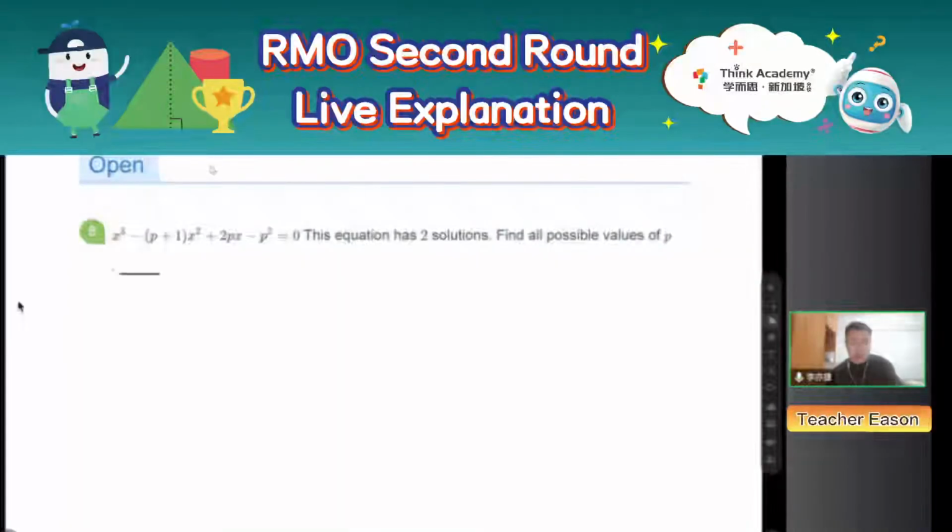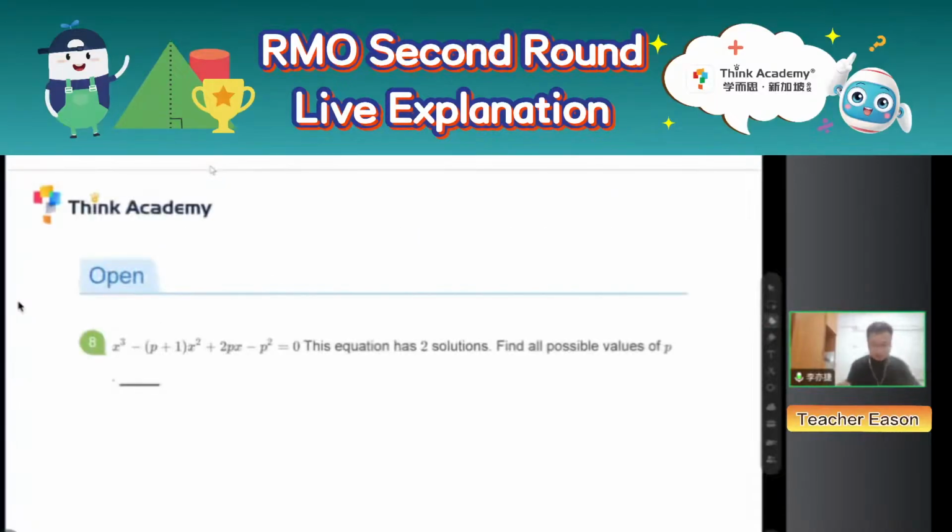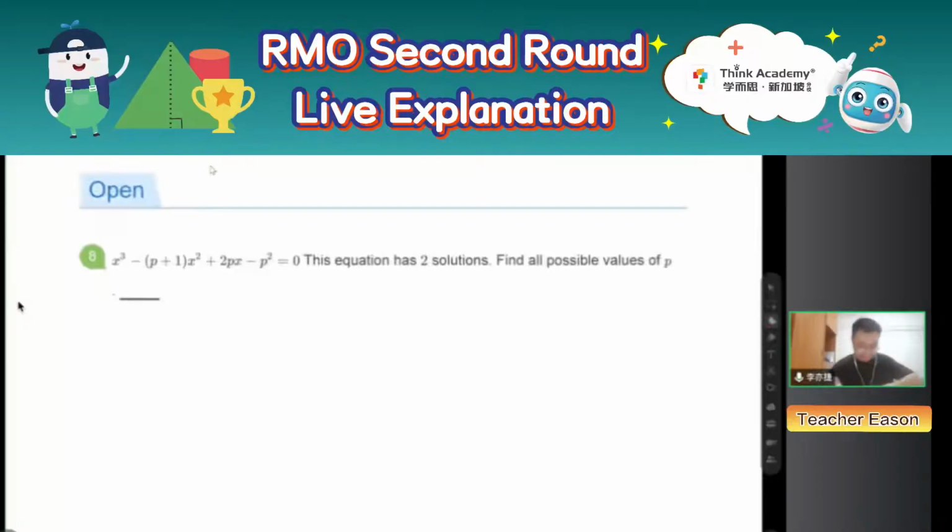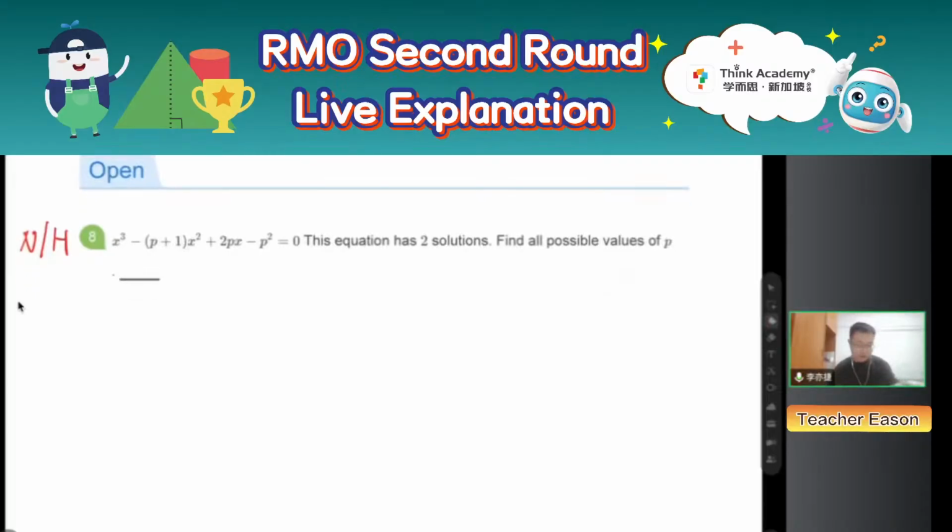Question 8. I don't know how to say about question 8. Maybe it's between normal and hard. If you learned secondary school, it's normal. If you didn't learn secondary school, it's very hard, right? Because you don't know how to solve it. You have not found any way of solving.